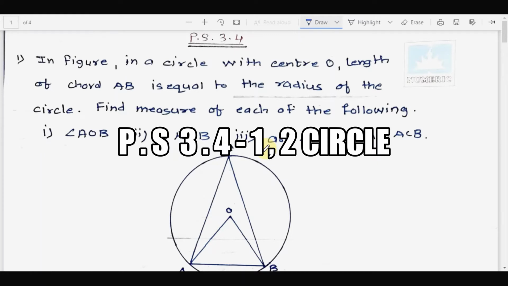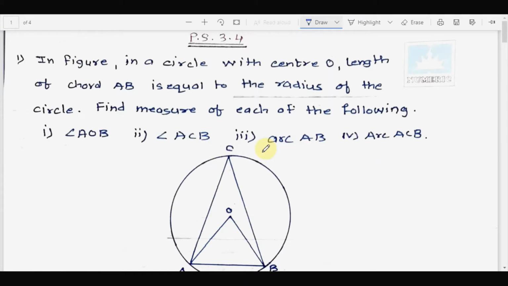Last time we have seen what we mean by inscribed angle, then intercepted arcs, then also the inscribed angle theorem, then cyclic quadrilateral and their corollaries. Also we have seen the theorems regarding the concyclic points. Now based on this, let us solve practice set 3.4.